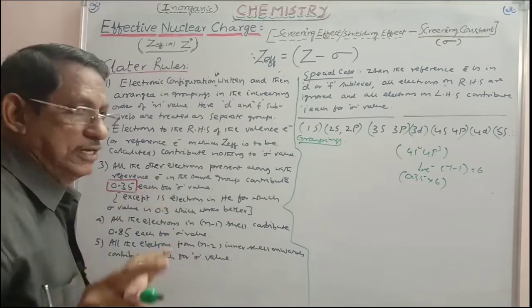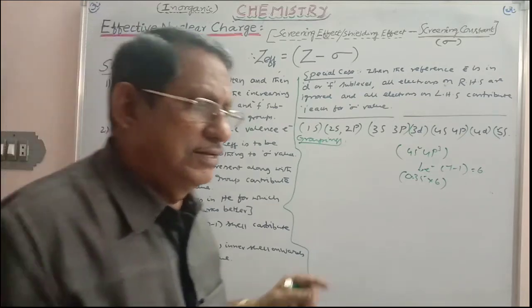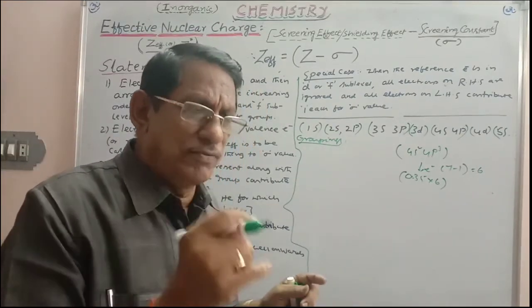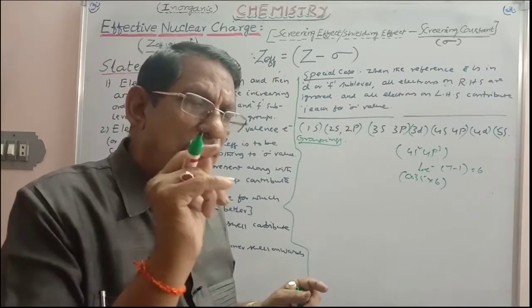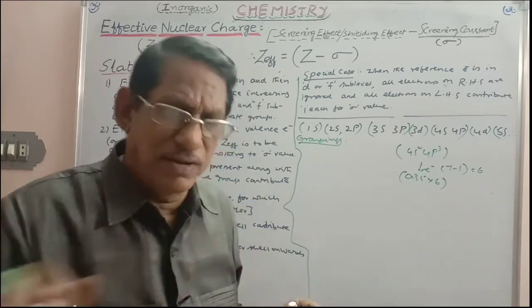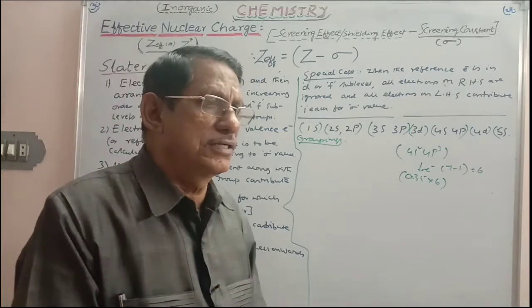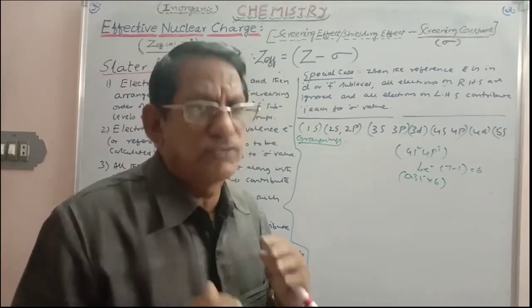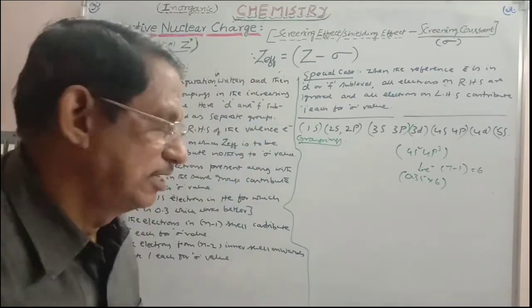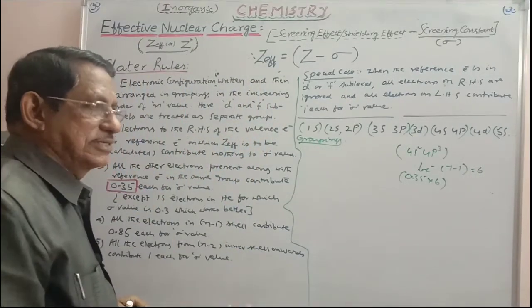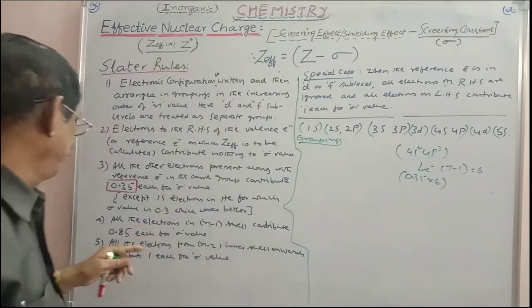Except for helium. In the case of helium, the 1s electron will be having 0.3 each. You should not take any other value. If you take 0.3 for the electron, then it will work better and proper results will be obtained. So helium is the exceptional case where the sigma value for the electron is 0.3. Okay, that is the exceptional case.